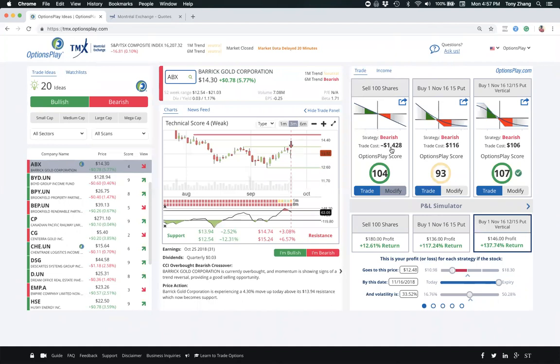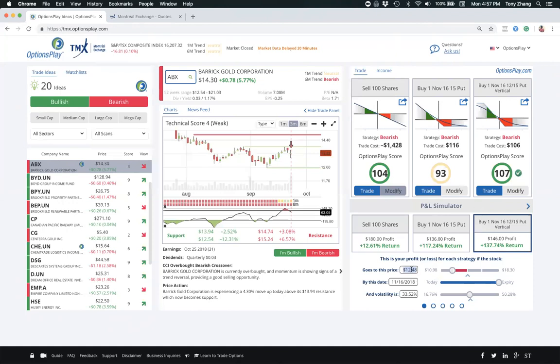So here, to short 100 shares of the stock, you're going to have to post a certain amount of margin based on your brokerage account, but to buy a put only costs you $116. Conversely, to buy a put vertical only costs you $106. So not a huge difference between the two, but as you can see, that $10 difference is going to make a significant impact on your overall returns just by reducing your trade cost by those $10.